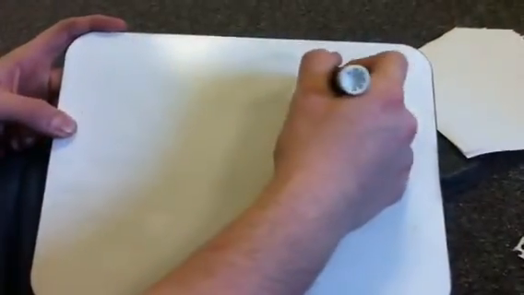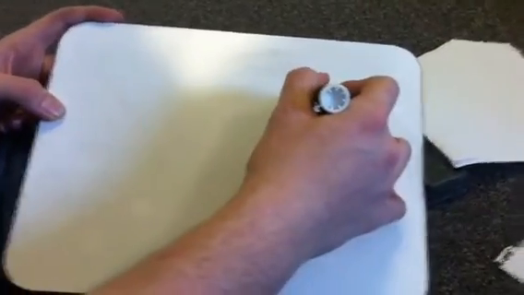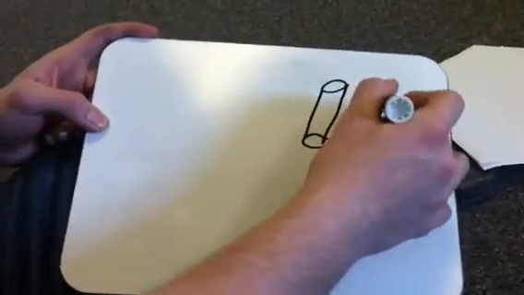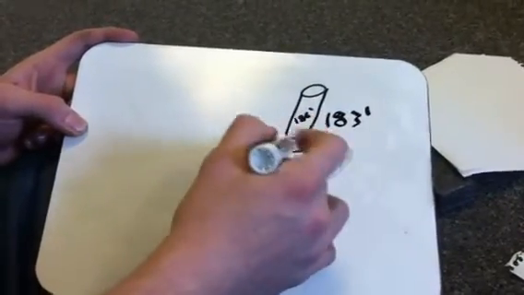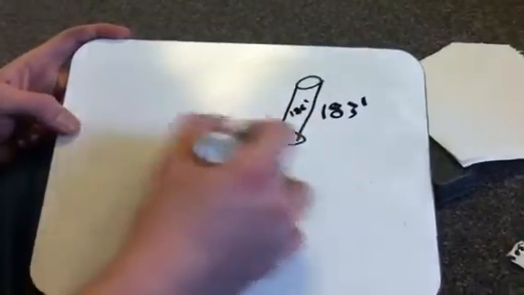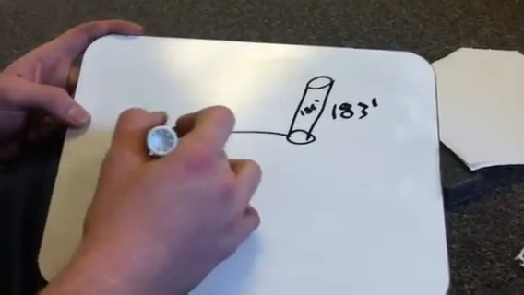So you have a Leaning Tower of Pisa, and that is 183 feet. On the inside, it's 186 feet. And then you are so many feet away from it, make that big A.